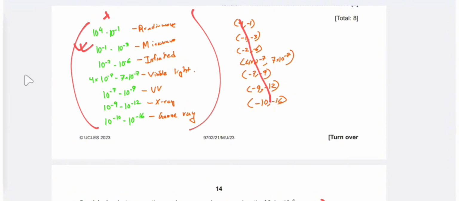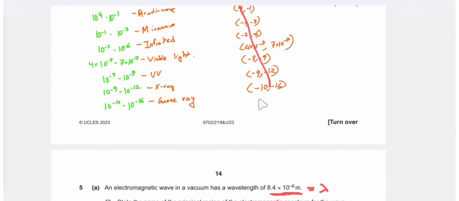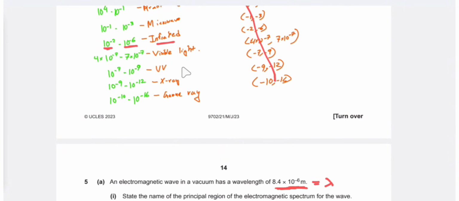That is the lambda of the electromagnetic waves. Now, by comparing, we have been given the wavelength as 8.4 × 10^-6. So 10^-6 is in between 10^-2 and 10^-6. Therefore, the wave is infrared radiation.